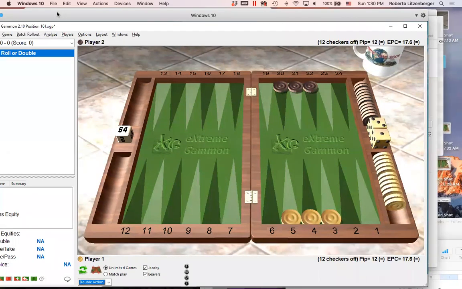So this position, 3 checkers versus 3 checkers. Does anyone have an idea of the value of this position? Should white double, should black take? It's 3 roll versus 3 roll, pretty much. I was going to say 2 roll versus 2 roll, but I think you're right. Yeah, it's in between 2 and 3. Yes. And 2.5 against 2.5.